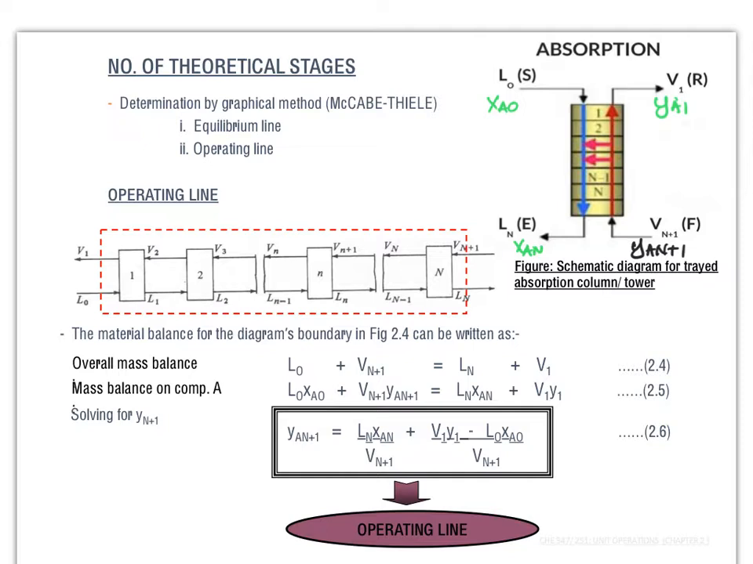So this will give us the bottom coordinates and the top coordinates. We might want to use the material balance to solve the problems. We might want to use the overall mass balance, or maybe mass balance on component A.